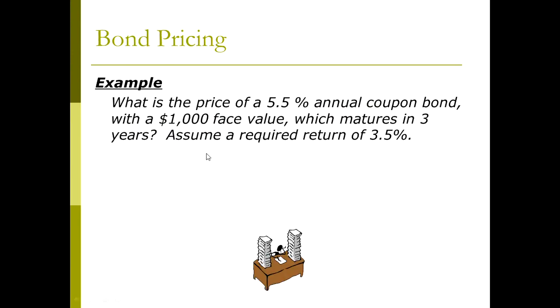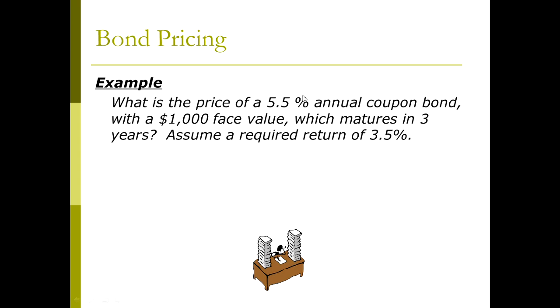Okay, so let's take a look at the following example. I want to use this example a couple of times with some modifications in this chapter, so please pay attention. What is the price of a 5.5% annual coupon bond? Annual coupon bond means the coupons are paid on an annual basis at the end of the year. Face value $1,000. Maturity 3 years, meaning the bond will last for 3 years. Assume a required rate of return of 3.5%.